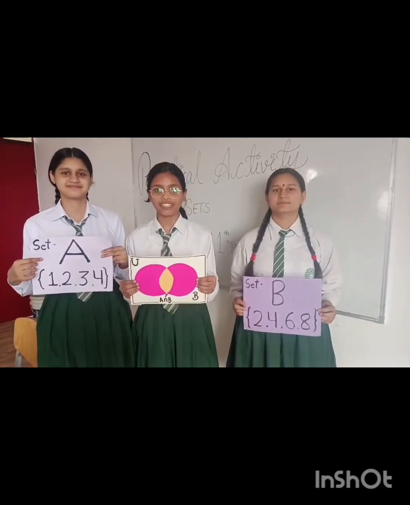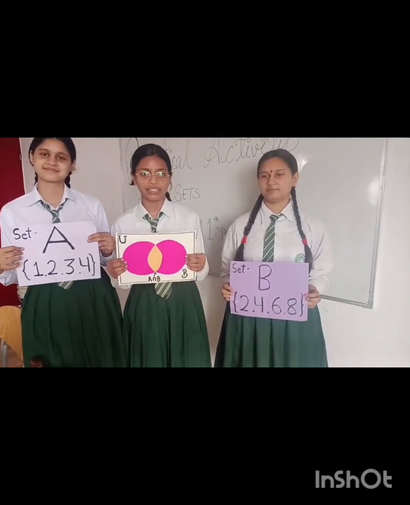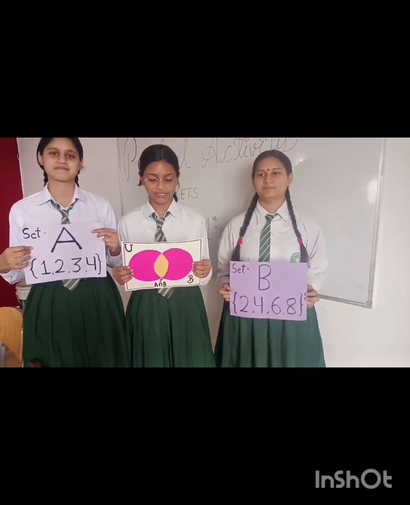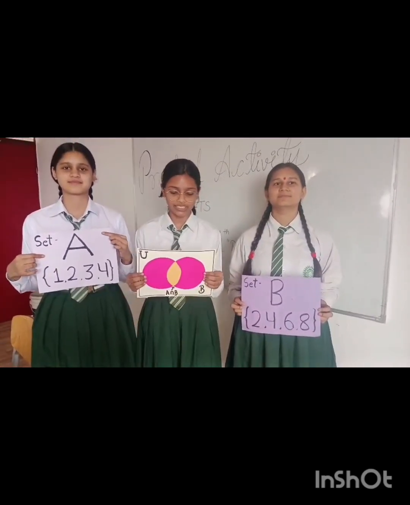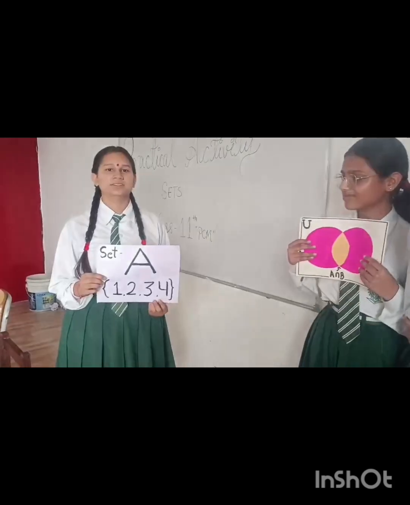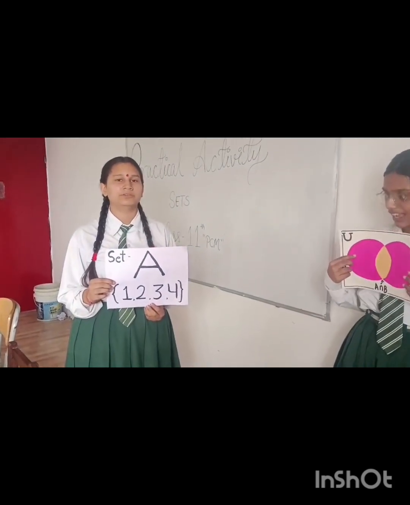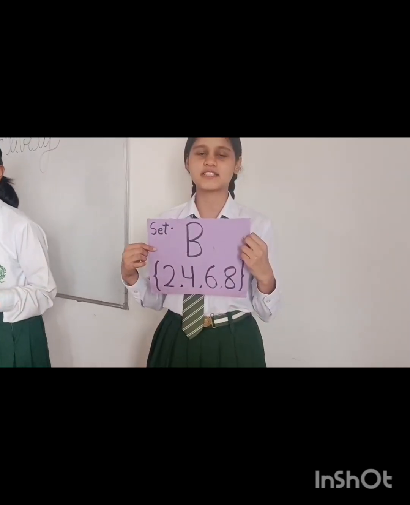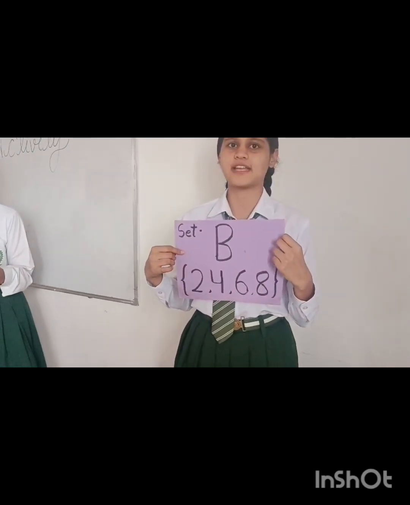Hello everyone, I am Bhavni Rawat of class 11 PCM and our topic is Venn diagram, a visual representation of sets using circles inside a rectangular box representing the universal set. This is the set A, 1, 2, 3, 4. B and its elements are 2, 4, 6, 8.